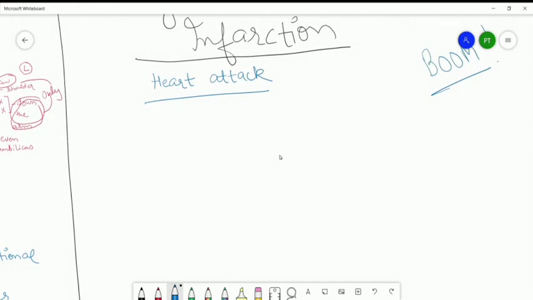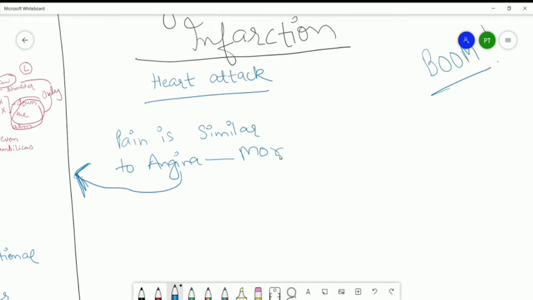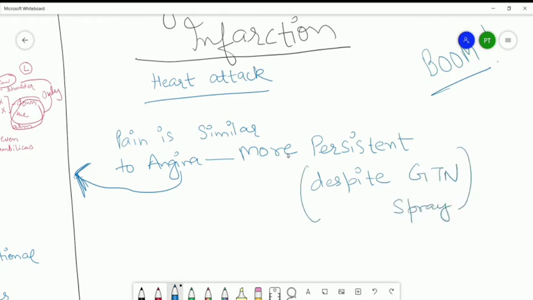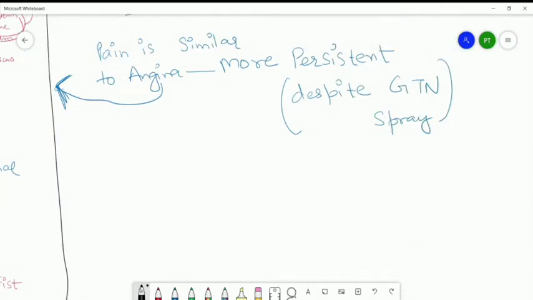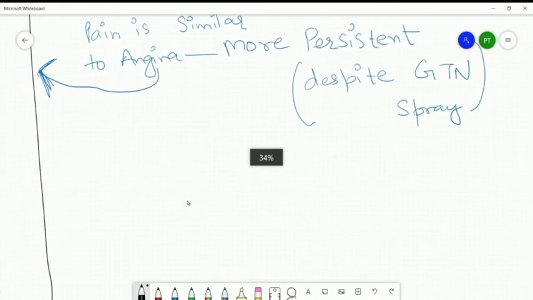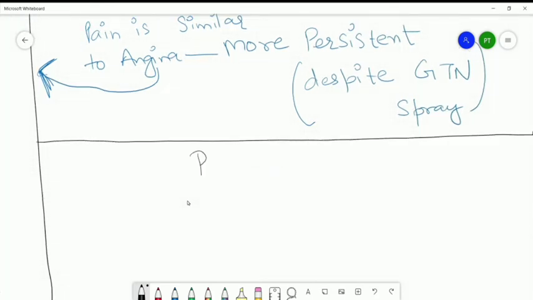Now the pain is similar to the angina. The pain is very similar to the angina, but it is more persistent despite GTN spray. So if the patient is having an angina attack, you give GTN spray, then he is relieved in a few minutes. But the patient will not be relieved with GTN spray in myocardial infarction.